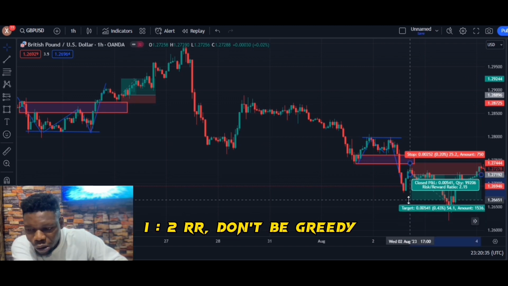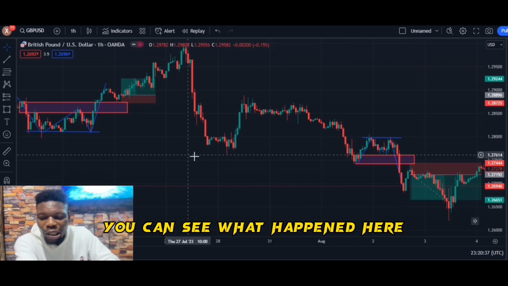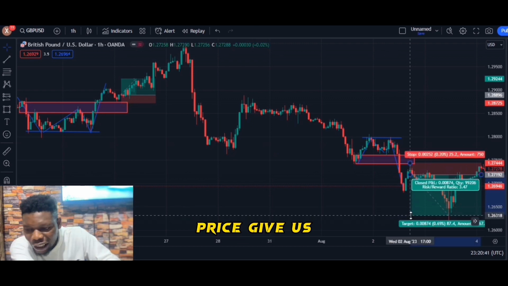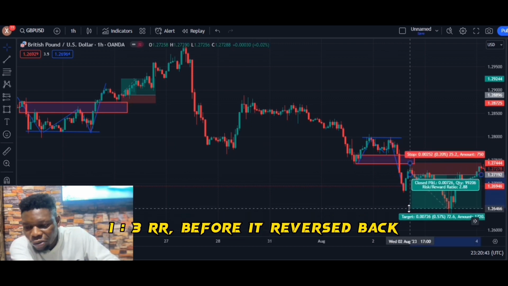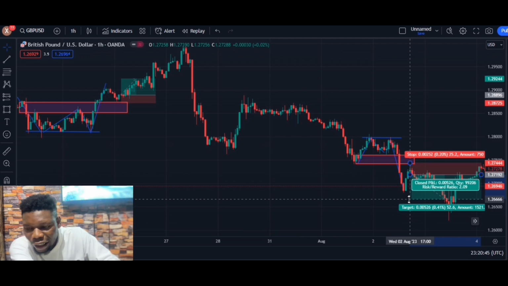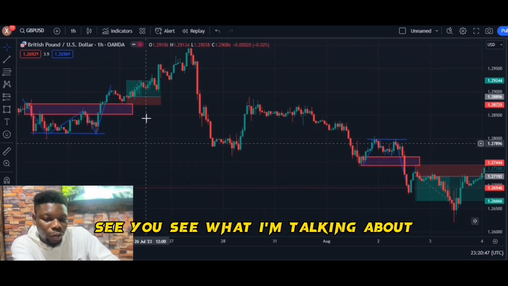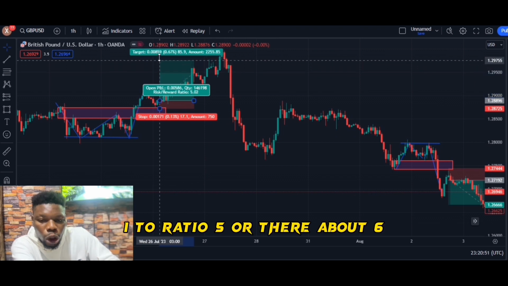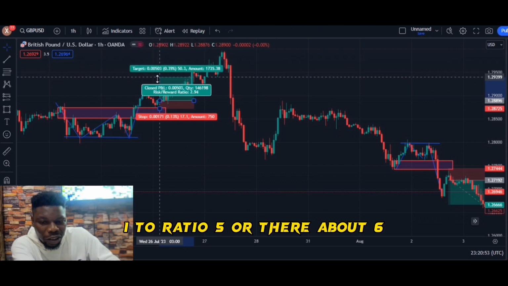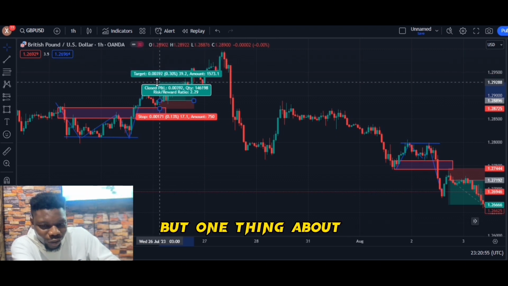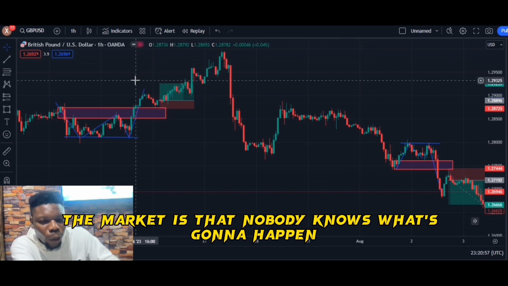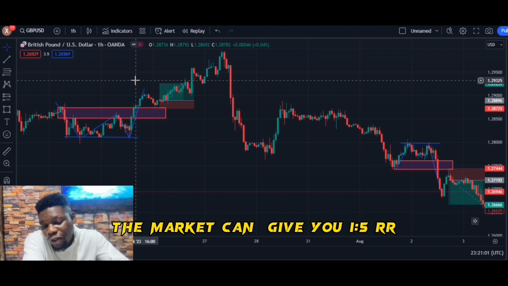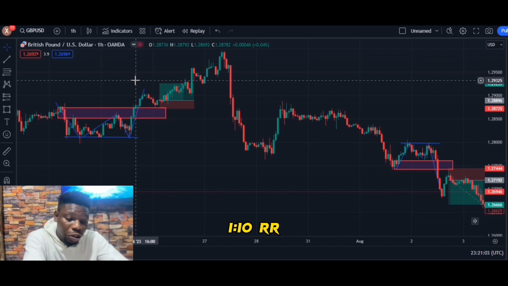1 to 2. Don't be greedy. You can see what happened here. Let me see what the price gave us here. The price gave us 1:3 before it reversed back. You see what I'm talking about? You see here, price gave us up to what? 1:5 or thereabout 6. But one thing about the market is that nobody knows what's going to happen. It's all about probabilities. The market can give you 1:5, 1:6, 1:10.